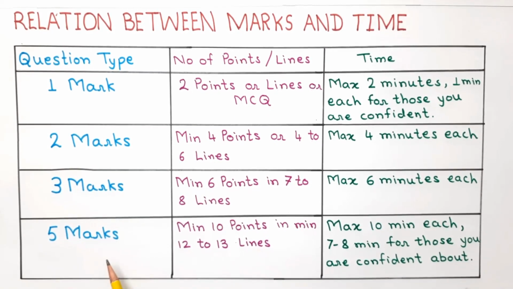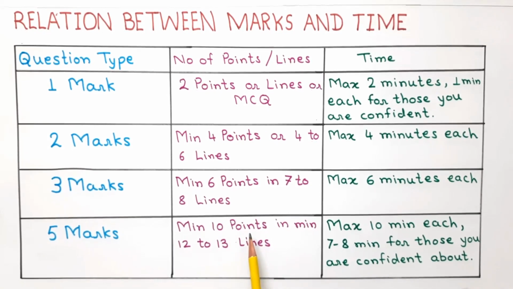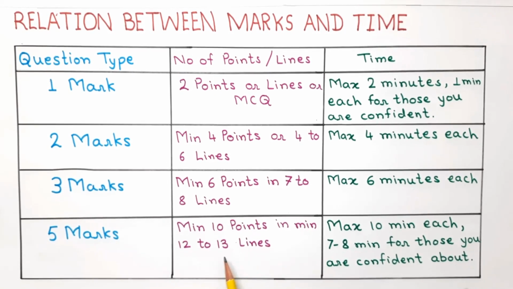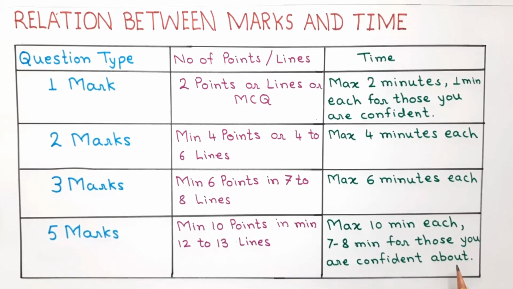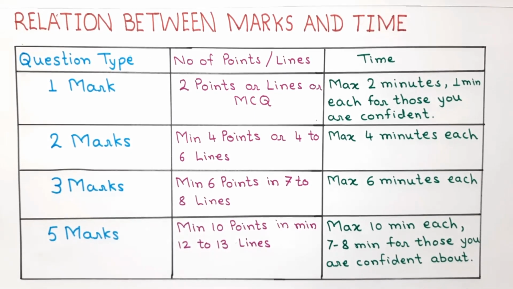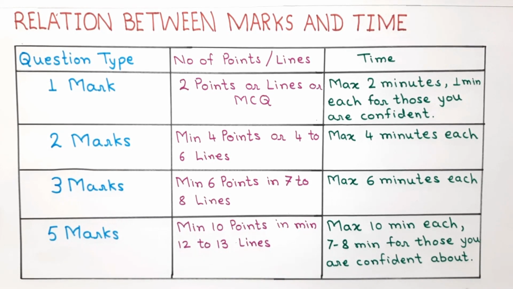For a 5 mark question, minimum 10 points in minimum 12 to 13 lines you have to write. So what should be the time? Maximum 10 minutes each, 7 to 8 minutes for those you are confident about. Always be aware of the time so that you can adjust the speed of writing.